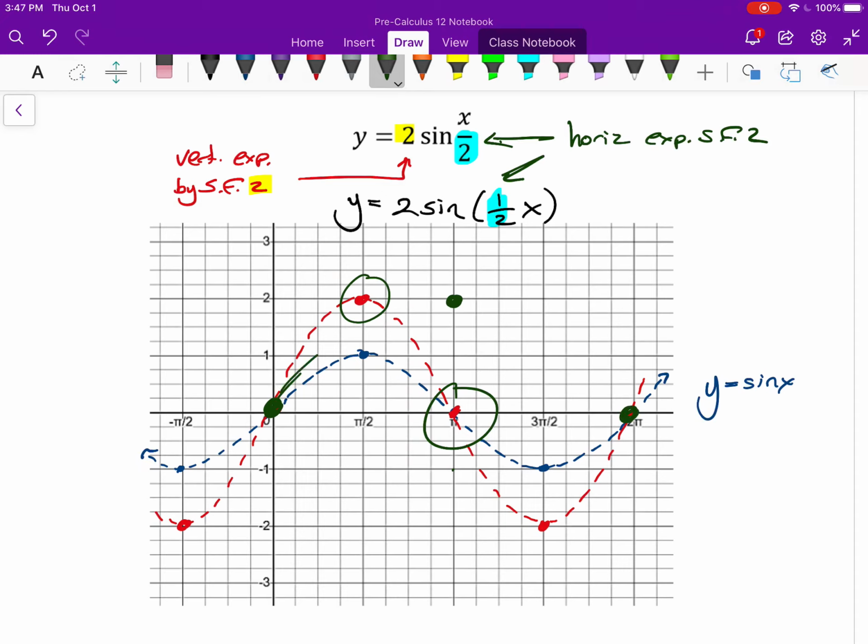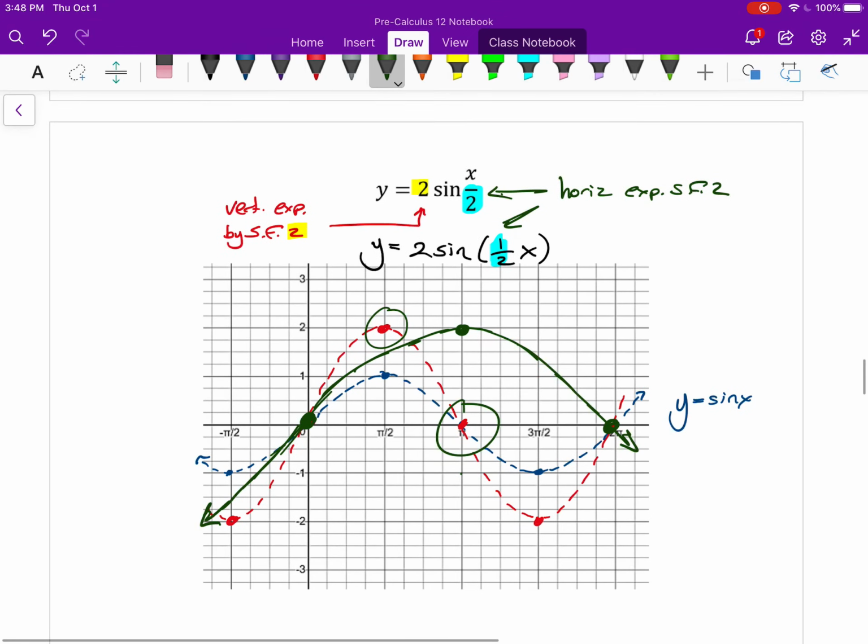And really, I can start to see what's happening here. And once I have that, I can just kind of continue it down here. It's going to look something like this. I can't even show the full cycle on my grid that I have. But there we go. There's my graph of y equals, as best I can make it, 2 sine of x over 2.